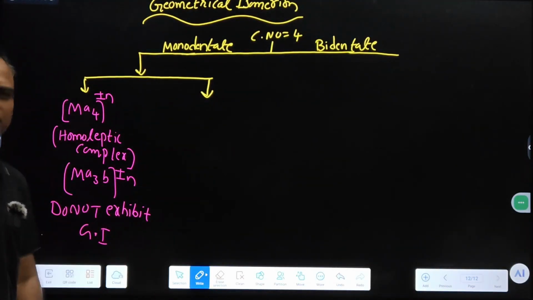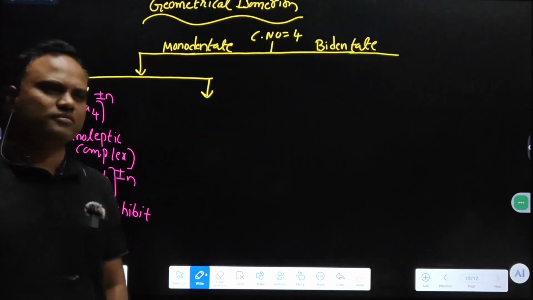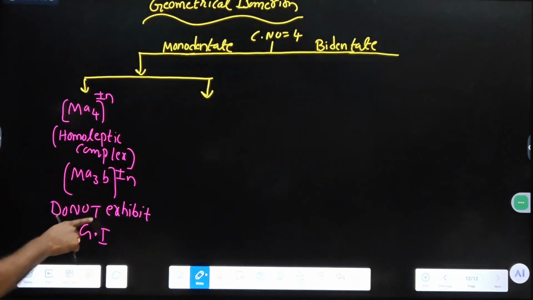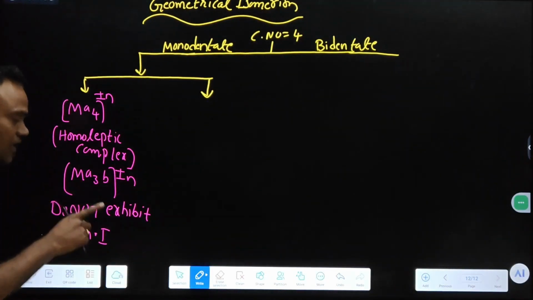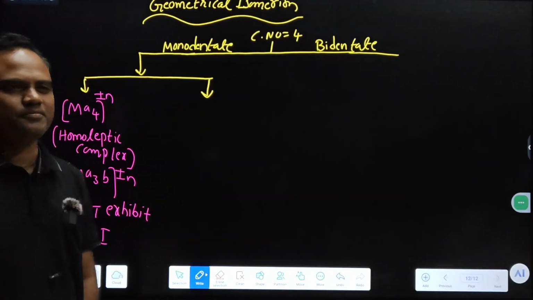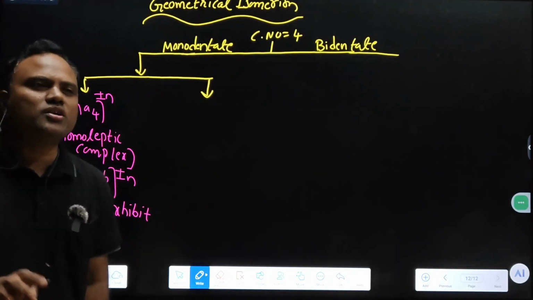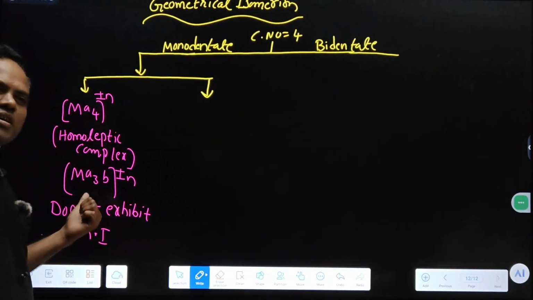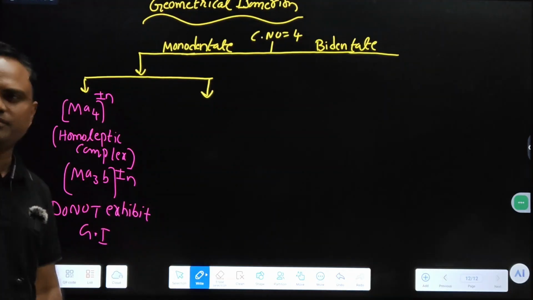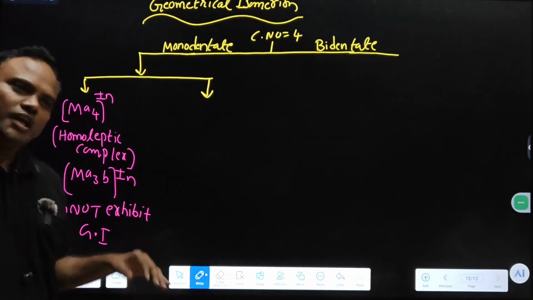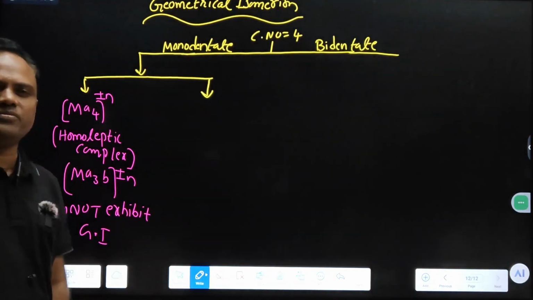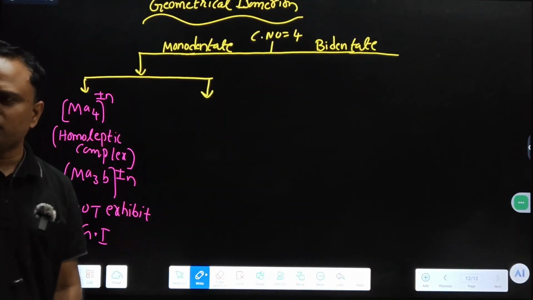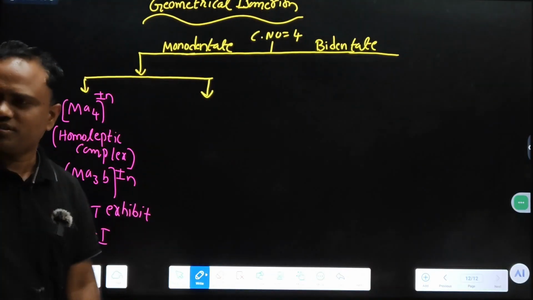Heteroleptic with condition, but homoleptic always. That is the main. This is also heteroleptic, but when it is in the form of A3B type. Heteroleptic do not show when A3B format. Homoleptic always. Heteroleptic when it is in A3B format. Okay?